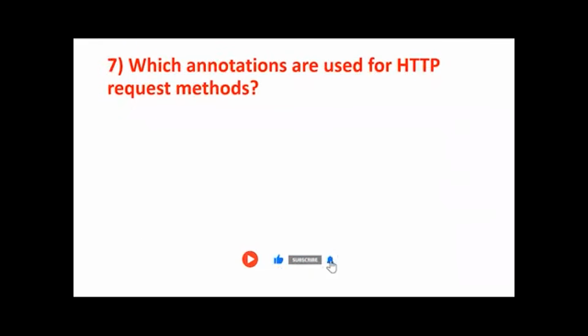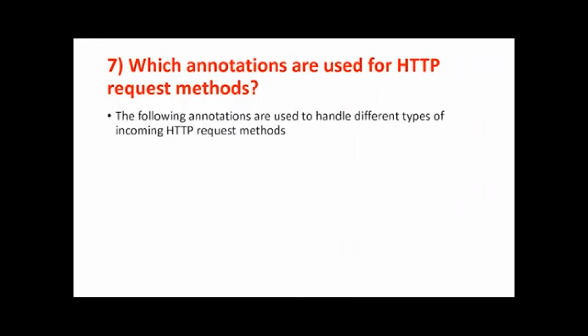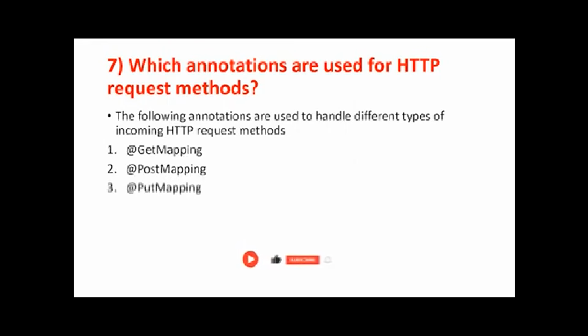Question 7. Which annotations are used for HTTP request methods? Generally, if a request is coming from any client, that is an HTTP request, we have to map it with different types of methods, like GetMapping, PostMapping, PutMapping, PatchMapping, DeleteMapping. GetMapping represents fetching the data from server to client. PostMapping indicates creating a new resource at the server. PutMapping indicates modifying the existing data at the server. Patch indicates partially modifying the data at the server. DeleteMapping indicates removing the data at the server.